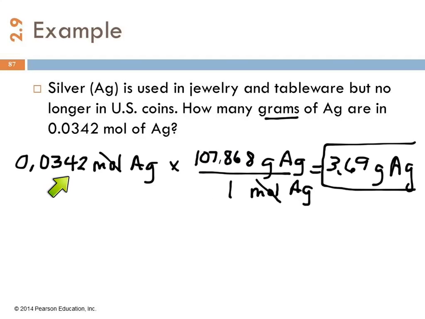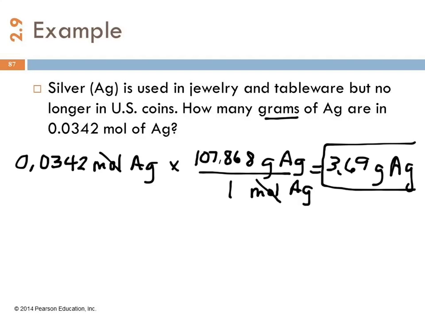Usually the number that's given in the problem is going to limit the number of significant figures. But you definitely don't want to round your molar masses. You don't want to say, oh, well, that's about 108. Not if you're doing a real calculation. You want to use the best number you have. Any questions?